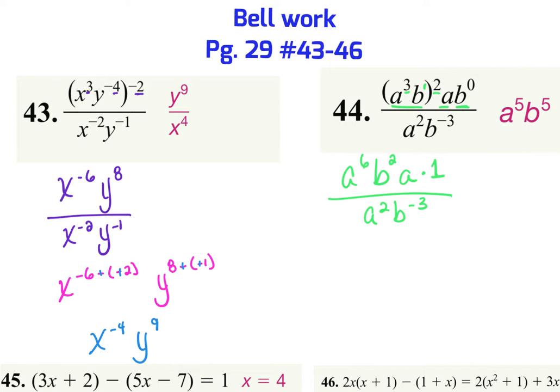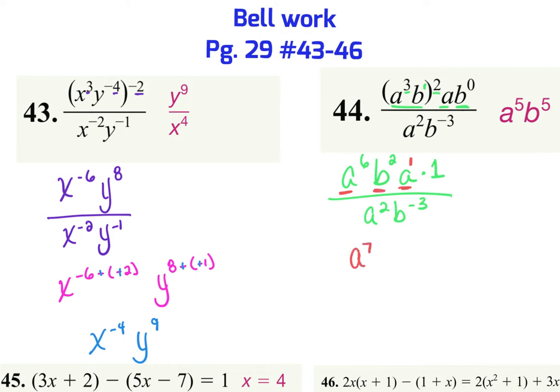Then I'm going to see, can I simplify any more? Well, the numerator still has multiple a's as bases. So I need to simplify those, all right? This is technically an a to the first. I am multiplying like bases. A to the 6th times a to the 1st power. I have a to the 7th power.